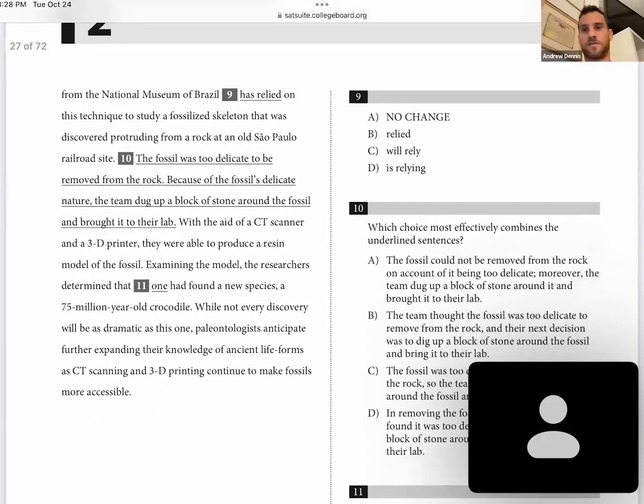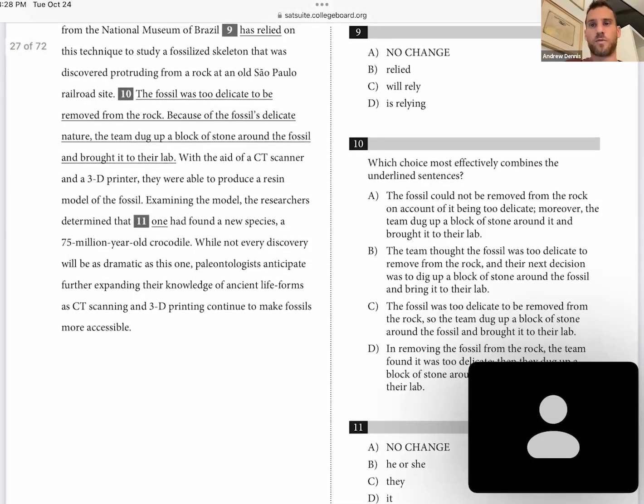All right. The fossil was too delicate to be removed from the rock. Because of the fossil's delicate nature, the team dug up a block of stone around the fossil and brought it to their lab. With the aid of a CT scanner and a 3D printer, they were able to produce a resin model of the fossil. Which choice most effectively combines the underlined sentences? Okay, so we just have to look at these.